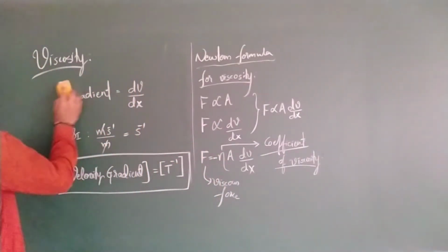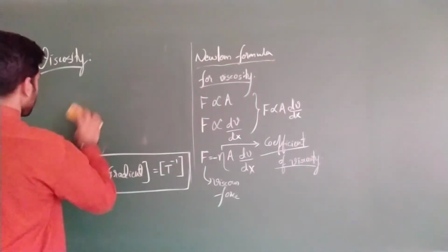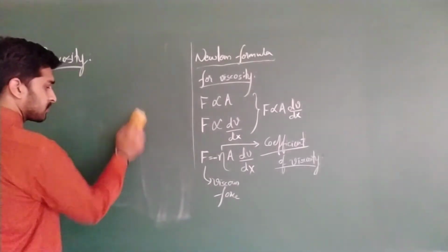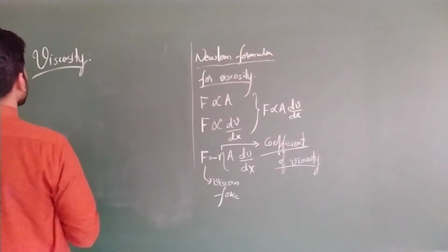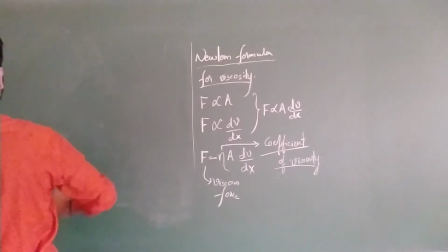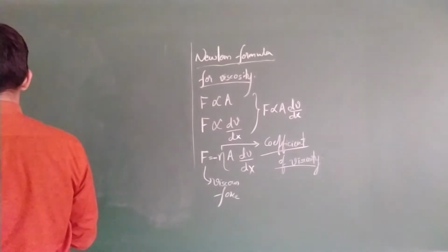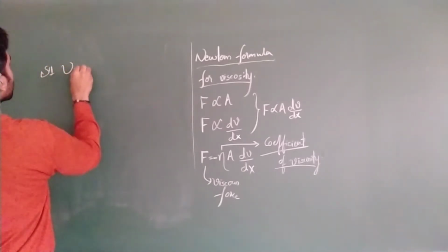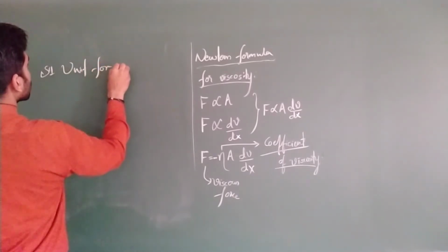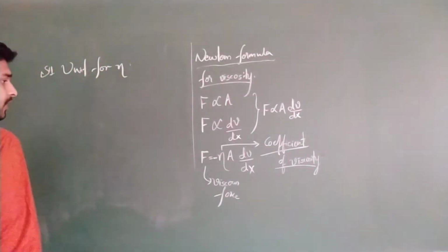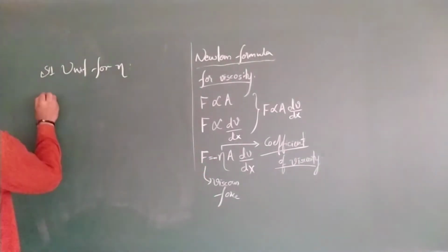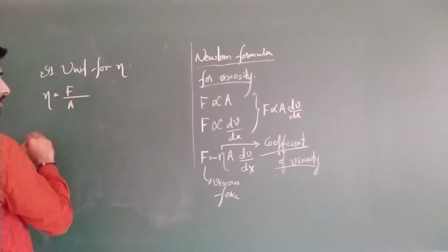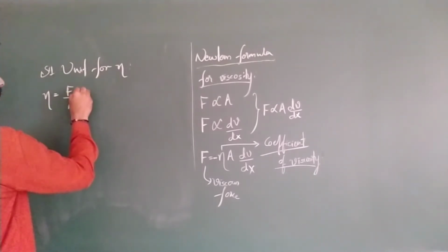So for this eta, can you calculate the SI unit? Shall we go for that? Now we came to the coefficient of viscosity. We are going to calculate the SI unit for that. If we separate this eta, eta is equal to F by A, correct now? In the denominator dV, in the numerator dx.